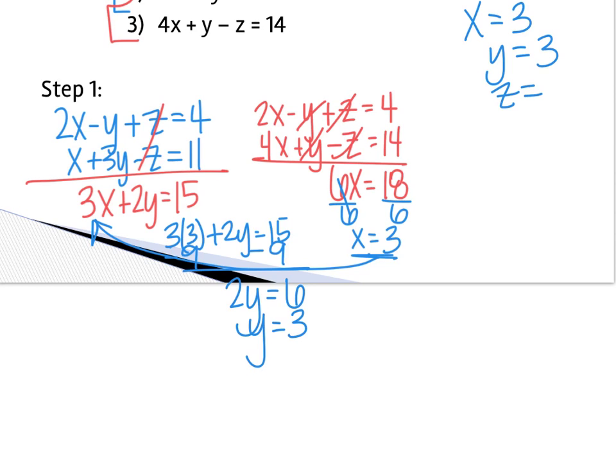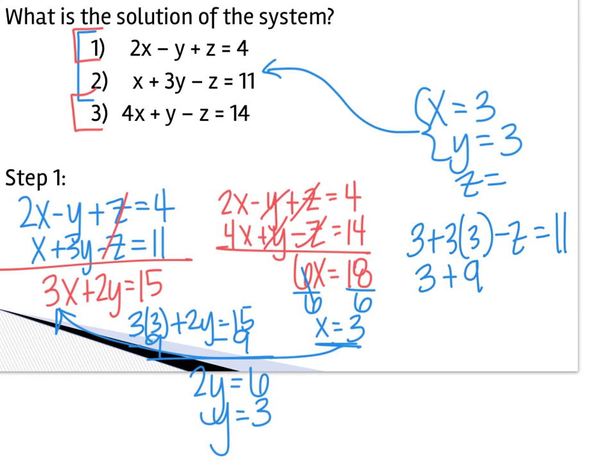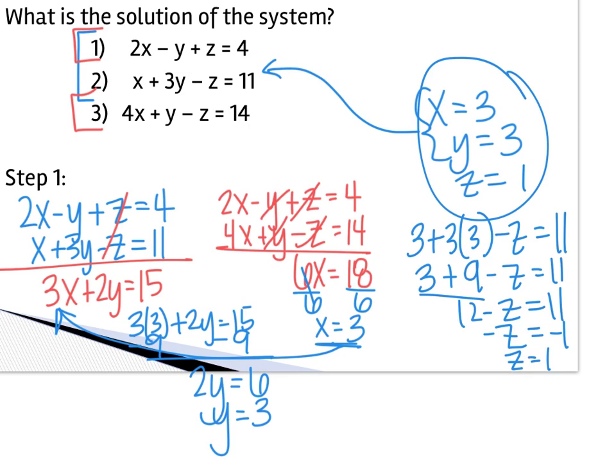Now I need to know what z is. So I'm going to take 3 and 3 for x and y and plug it into one of the original equations. You can plug it into whichever one you want. Let's do the middle one. So we're going to plug them into x plus 3y minus z equals 11. So we'll do 3 plus 3 times 3 minus z equals 11. That's 3 plus 9 minus z equals 11. 3 and 9 makes 12. Subtract 12 from both sides, and you get negative z equals negative 1, which means positive z must be positive 1. So your answer is 3, 3, and 1. You can put it in an ordered triple, (3, 3, 1), like this.